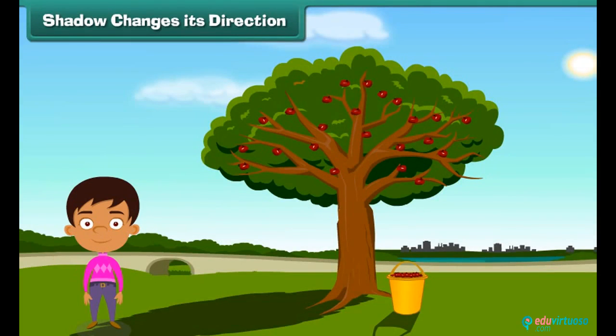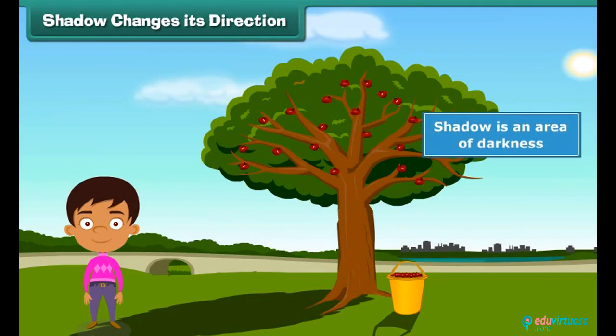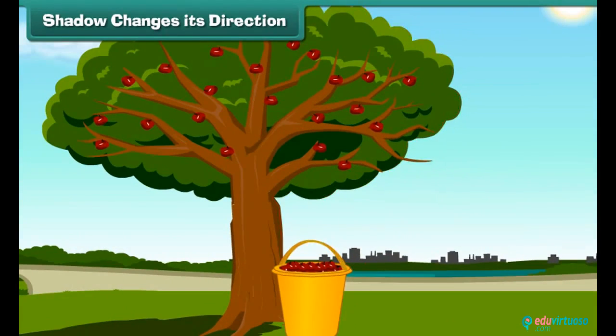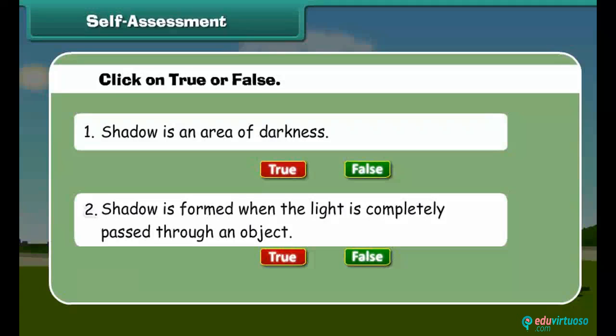Hi friends, at first let's discuss what a shadow is. Actually, a shadow is an area of darkness which is formed when the light is blocked by an object. Find the right answer by just clicking on true or false.